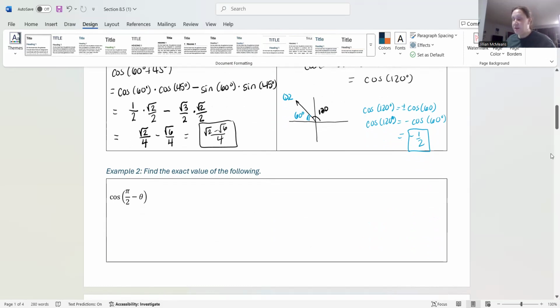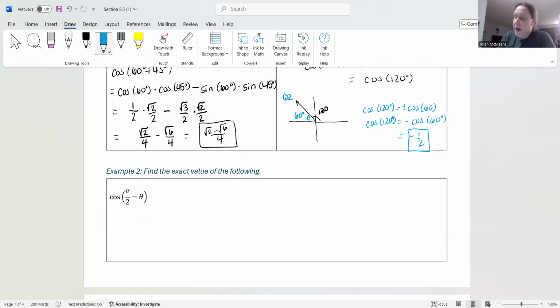Okay. Now for example 2, it says find the exact value of the following. Okay. Well, we have cosine of pi over 2 minus theta. Well, that's just two angles. It's like we have kind of like an alpha and then we have minus a theta. So let's see what this could look like. Let me go back to the black pen. So we have essentially cosine of alpha minus beta, which we know is cosine alpha times cosine beta plus, remember we flip-flop signs here, and then we have plus sine alpha times sine beta.